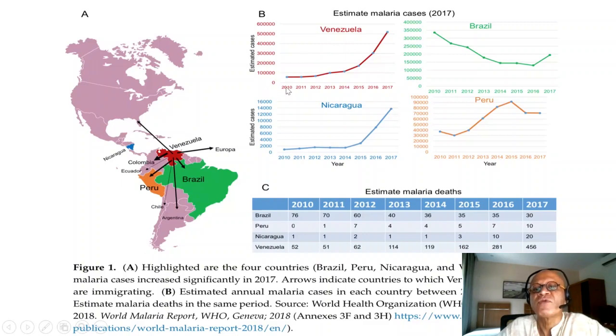Venezuela, these are going from 2010 to 2017. Clearly there is a huge increase in the estimated cases, going from 100,000 to more than 500,000. Brazil had a drop, and then it seems a little bit of an uptick here. Nicaragua has had a bump up, and Peru is showing some increase and then maybe a decrease or a flattening. So you can see from Venezuela it's spreading in every direction, including to the US, and estimated malaria deaths over this period are in these numbers here.